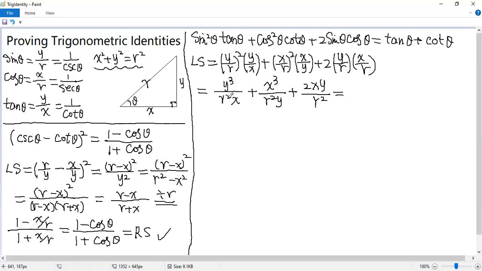You see, r squared times x times y is the common denominator, so we put them together. R squared x y. For the first denominator, we times y to get the common denominator. So the top also times y. We get y to the 4th. The second term times x, so the top times x, we get x to the 4th. The last term times xy, so we get 2x squared y squared.